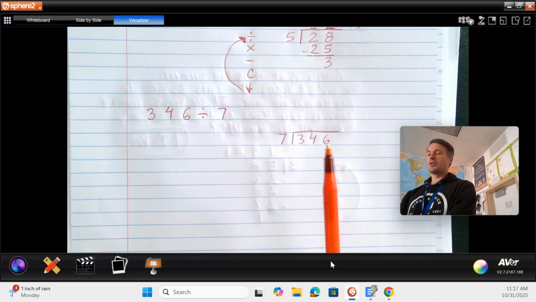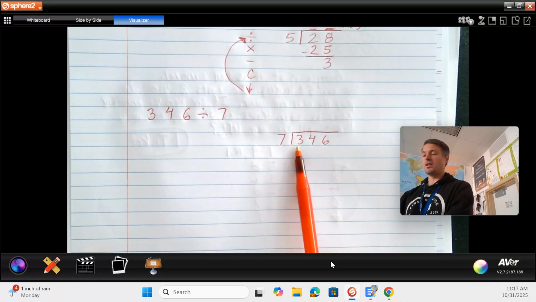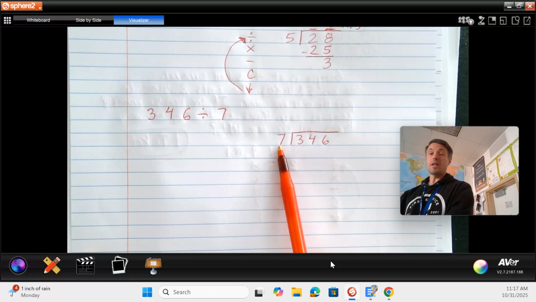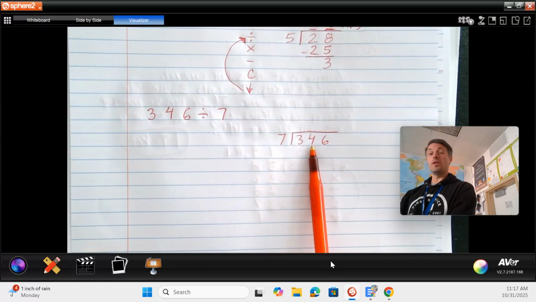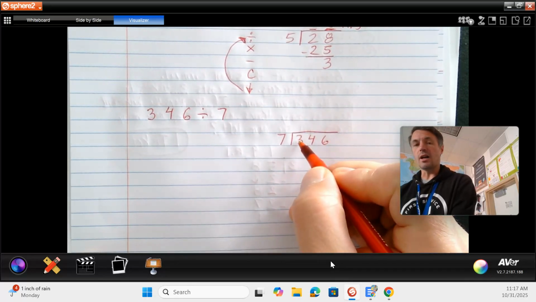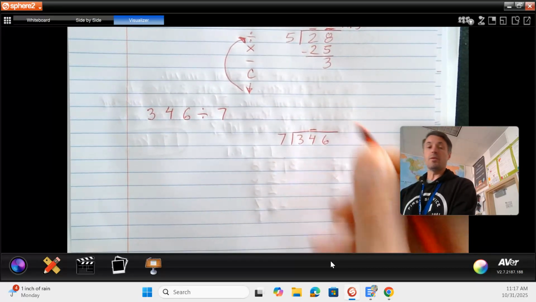So the first thing we ask ourselves is, can 7 fit into 3? Well, 7's bigger than 3, right? It's over twice the size of 3, so 7 can't fit into 3. But can 7 fit into 34? Yes, 34 is bigger than 7, so 7 can fit into 34. So that means the first part of the quotient does not go above the 3, it goes above the 4.